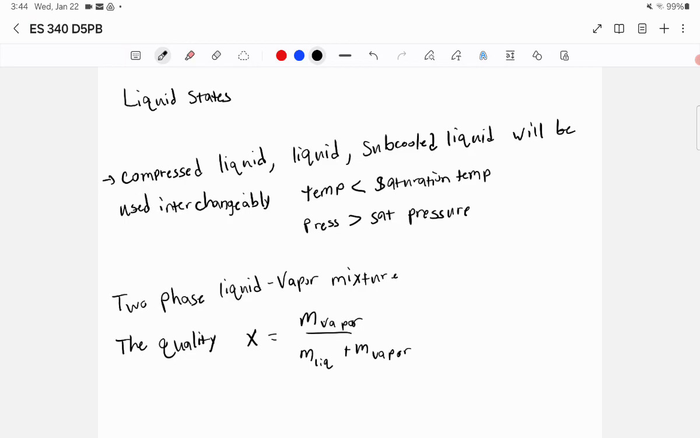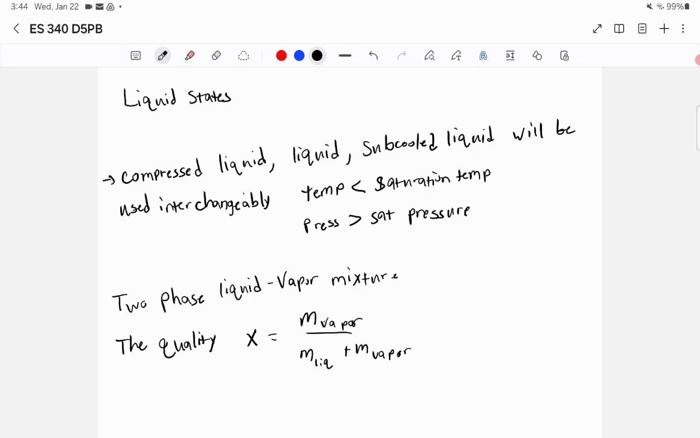So I'm going to start by discussing now liquid states. This is carrying on from the previous video where we discussed the diagrams and the various regions where you had something called a compressed liquid. And we should explain what I mean by compressed liquid here in a moment. We also had the superheated vapor region and the mixture region, right? So let's actually discuss what I mean by each of those things.